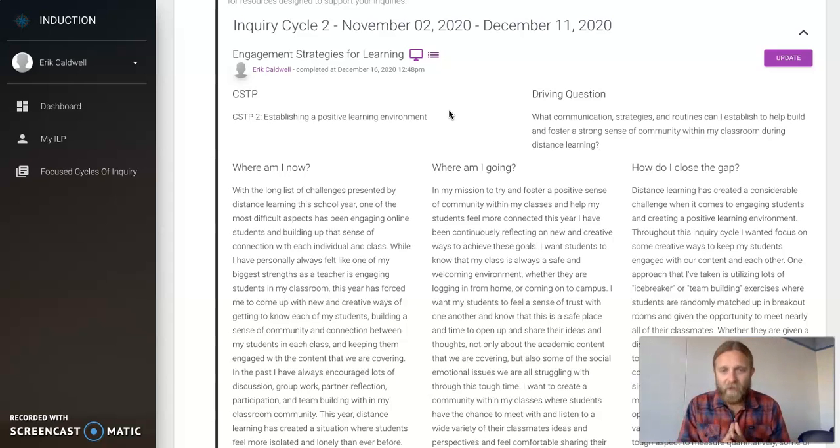So my driving question for this inquiry cycle is, what communication strategies and routines can I establish to help build and foster a strong sense of community within my classroom during distance learning? So I want to take a second to share a few things.